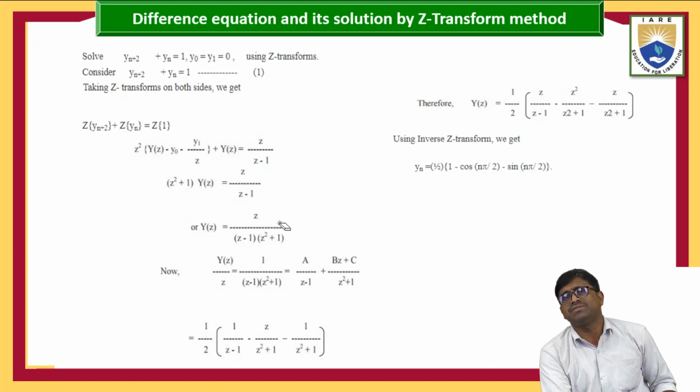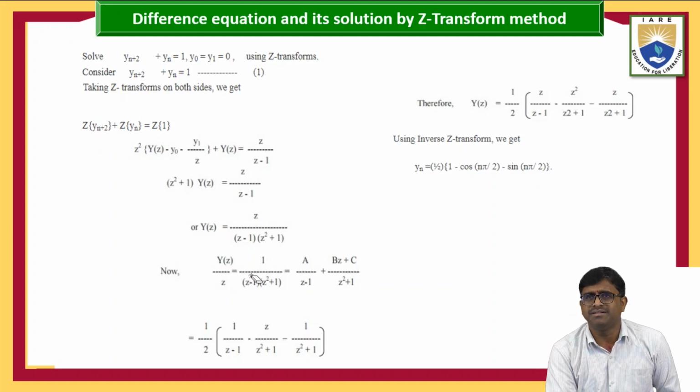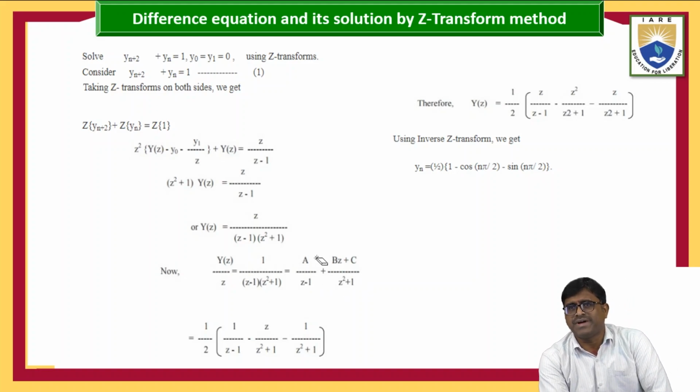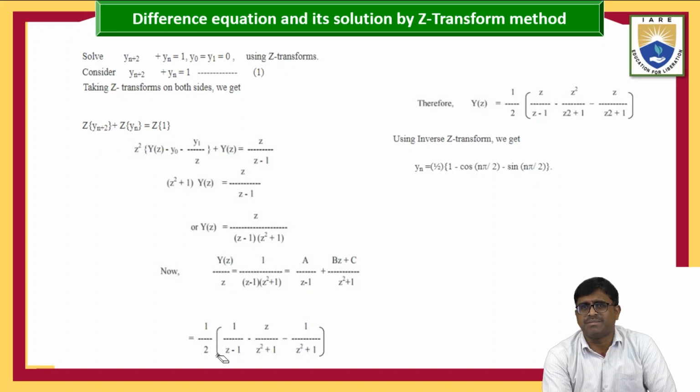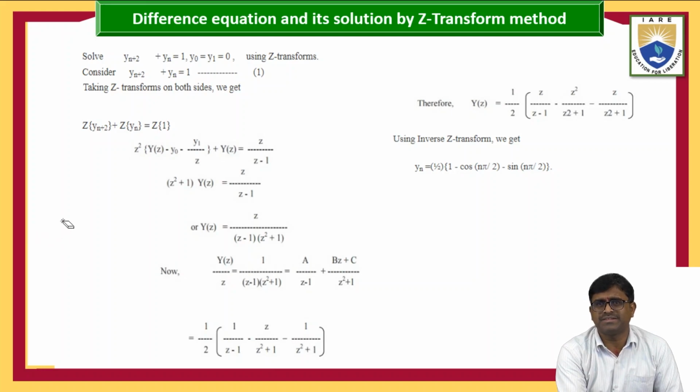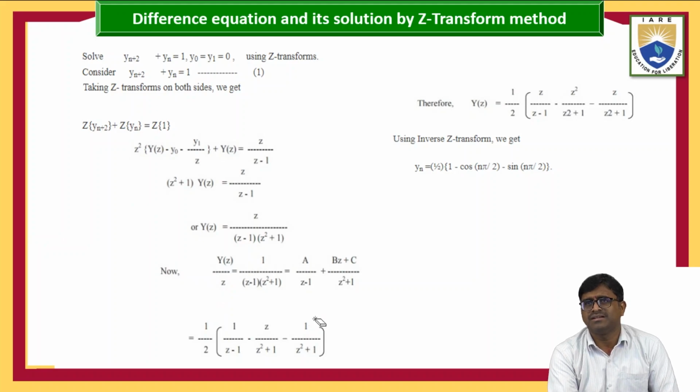Now for this one I am going to solve with the partial fraction method, that is Y of Z by Z equal to A by Z minus 1 plus the Z square plus 1 term, so the partial fraction is (Bz plus C) by (Z square plus 1). After that, for finding the A, B, C values, we got 1 by 2 common: A equal to 1, B equal to 1 by 2, C equal to 1 by 2. Okay, so this is the function I am writing here. For this total function, Z is on the denominator side, so it is coming to the numerator side. This is coming as 1 by 2, Z by Z minus 1 minus Z square by Z square plus 1 plus Z by the same term.